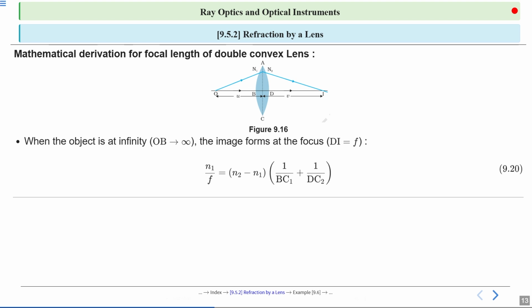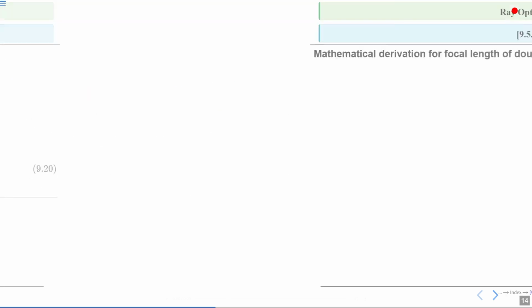So this equation becomes N1 upon F equal to N2 minus N1 into 1 by BC1 plus 1 by DC2. Mark it as equation 9.20. Now we will divide by N1 on the right side. It becomes N2 upon N1 minus N1 upon N1. N1 upon N1 becomes 1, so N2 upon N1 minus 1. We will modify it.